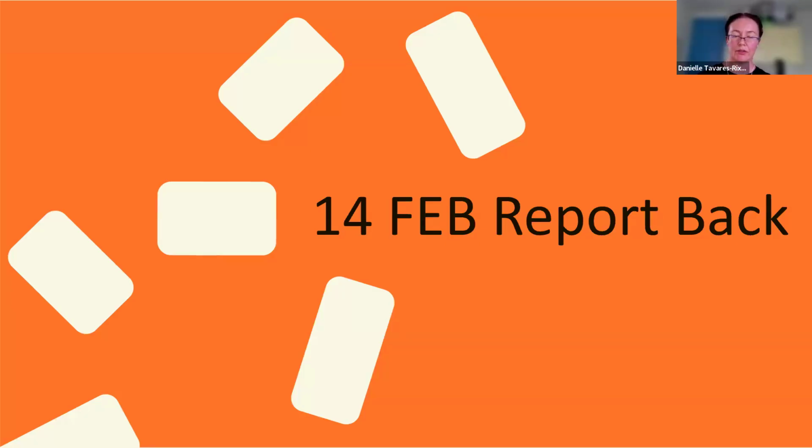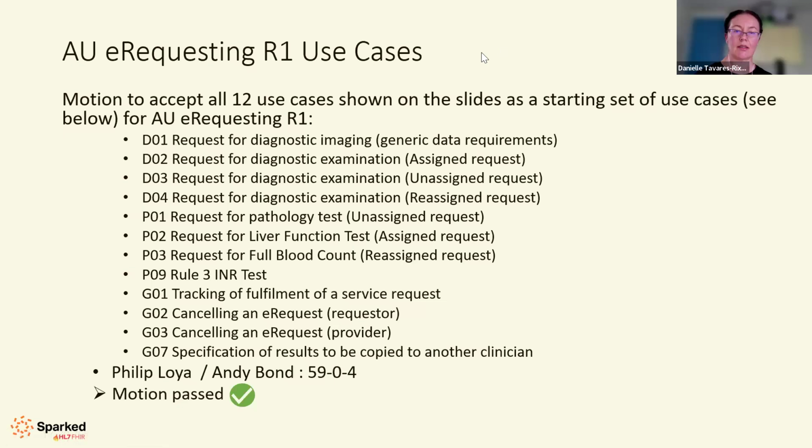So let's get on to the 14th of February report back. And this, I think, is one of the significant outcomes from the day: we have accepted the following 12 use cases as the starting set for AU eRequesting in R1. These use cases are the ones that have been provided for feedback and review from this group for a number of weeks now. And I might actually just read them out just so we're clear that these are the 12.